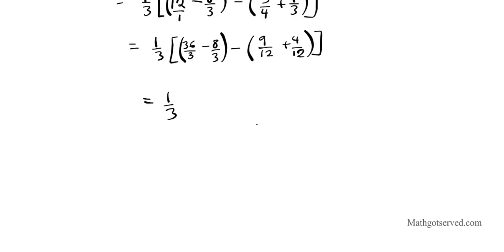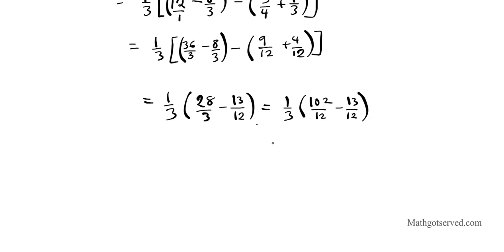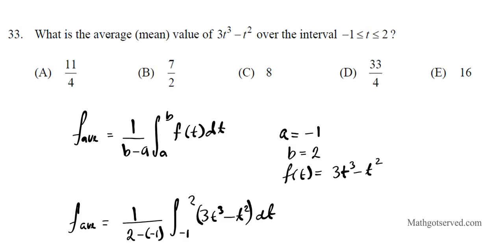Okay, so let's finish this off. We're going to have 1/3 times, if you subtract 8 from 36, you get 28. So you have 28 over 3 minus, and then 9 plus 4 is 13, 13 over 12. So multiply this by 4 top and bottom. So you have 1/3 times, to get the LCD, 112 over 12 minus 13 over 12. And then we subtract that, you end up with 1/3 times 99 over 12. Then 3 goes into 3 once, 3 goes into 33 11 times, 3 goes into 12 4 times. So our average value is simply going to be 11 over 4. All right, so the answer to number 33 is option A.